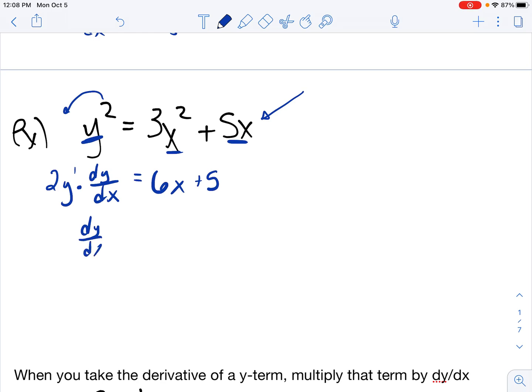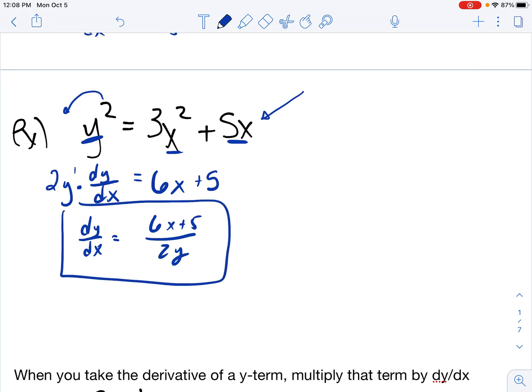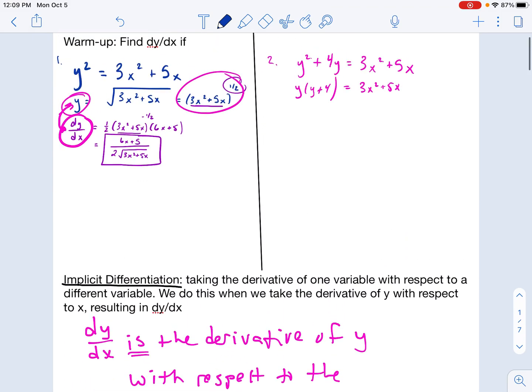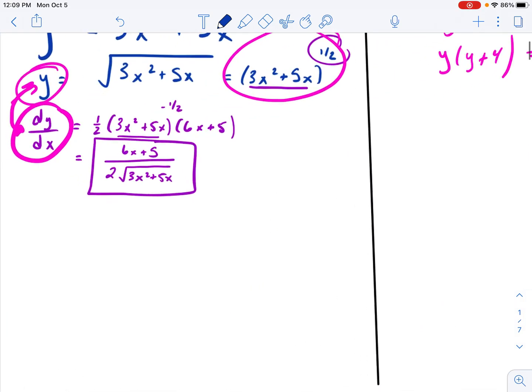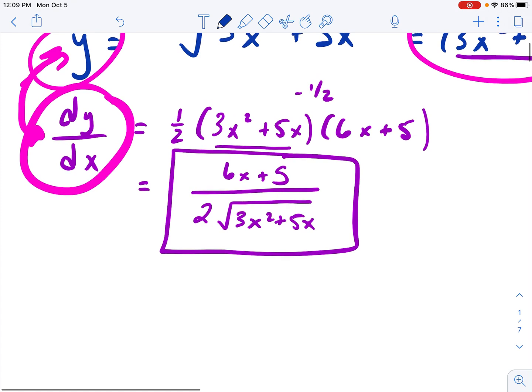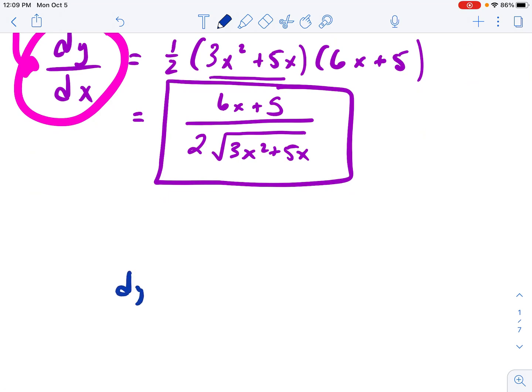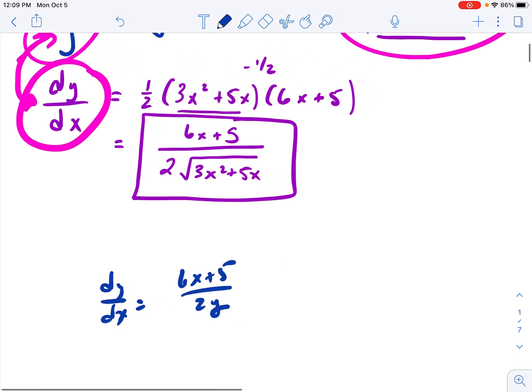Now to get dy dx by itself here, by the way, we have to divide by 2y. And notice that this is how we get what our answer looks like here. Let's compare it to what we got up in the warm-up. Notice up here, we got 6x plus 5 over 2 times the square root of 3x squared plus 4x. And down below, when we just did it, we got 6x plus 5 over 2y, right?